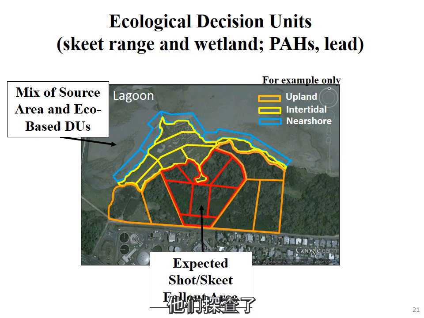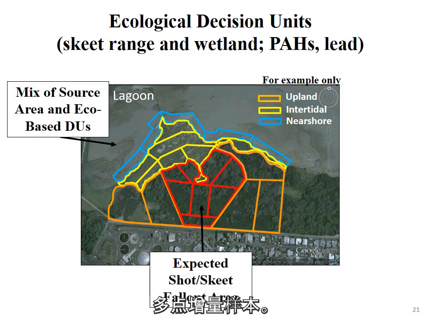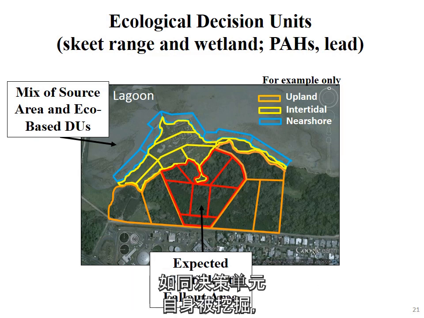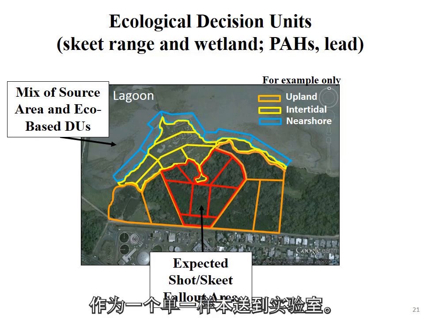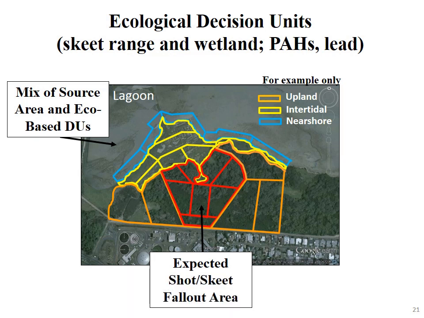And again, they went into each one of these DUs and collected a single multi-increment sample from lots of points, probably 50 or 75, given we're dealing with lead shot and such. And so they get a single number for each decision unit, as if the decision unit itself could have been dug up and sent to the lab as a single sample. And they found a lot of lead and a lot of PAHs at this site.